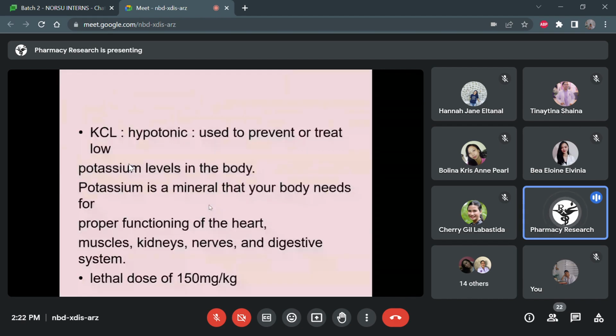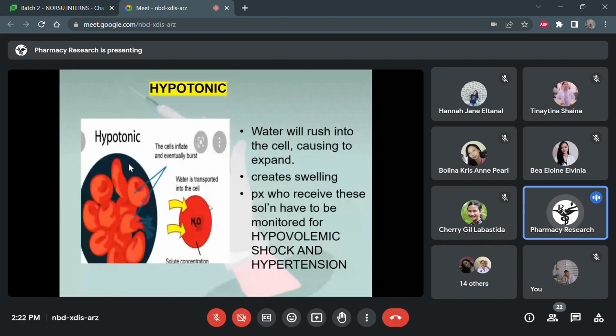Next is the hypotonic. The water will rush into the cell, causing it to expand. So the water, the solvent, will go into the cell. It creates swelling. Patients who receive this solution have to be monitored for hypovolemic shock and hypertension. Hypotonic fluids should not be given in hypovolemic shock. Hypovolemic shock, guys, is when there is a massive loss of blood plasma.